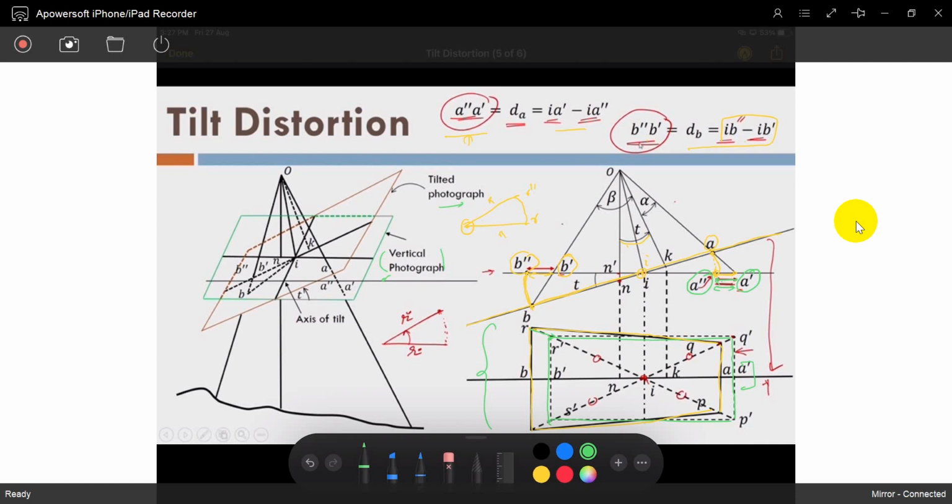So this point is changing. If we take this corner, this is changing. So this corner changes this. How much is changing? That is the change. Okay, so that is the only tilt distortion.